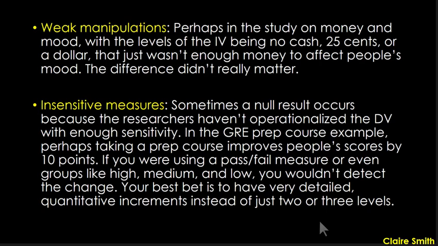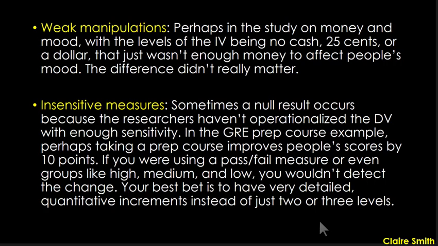So to start, a weak manipulation. Perhaps looking at money and mood, the amount of money you're giving people: for the no money group, nothing; for the medium group, you gave them 25 cents; and for the high group, you gave $1. Maybe that's not enough of a change between groups to see any real effects, right? Our manipulation of the independent variable isn't strong enough to produce any significant effects. If we change that to no money, $10, and $100, maybe in that case you would see the group that got $100 or $1 million, whatever you want to do. The more extreme you make your manipulations, the greater the effects you'll see.